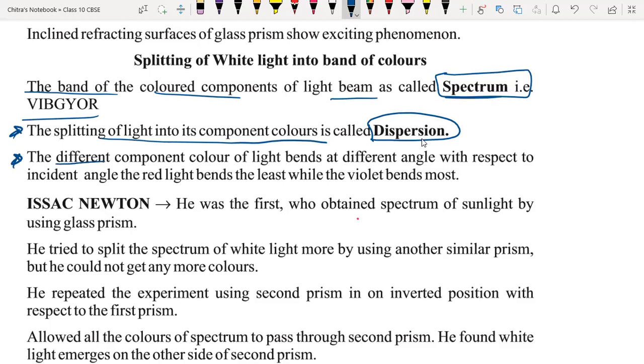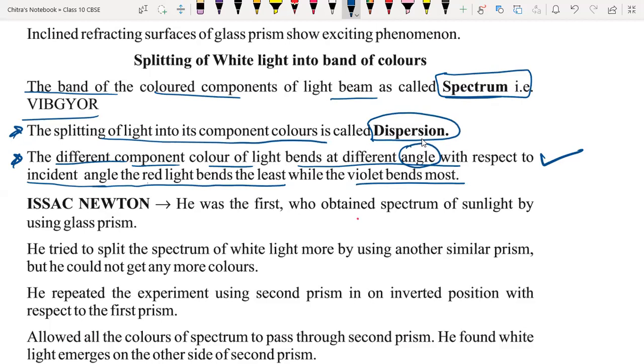The different component colors of light bend at different angles, which is nothing but the angle of deviation. That is the cause. With respect to the incident angle, red light bends least, meaning red has the lowest angle of deviation, while violet bends most, meaning violet has the highest angle of deviation. That point is clear from here. Any doubt here?